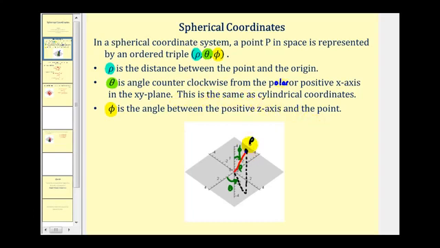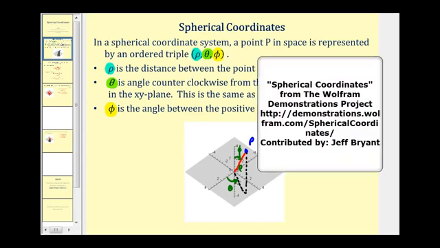So if we have this point P here in space, the length of this red segment would be rho. This angle here would be theta in the xy plane, and this angle here, phi, would be the angle between this segment here in red and the positive z-axis. Let's take a look at an animation to get a better feel for this.